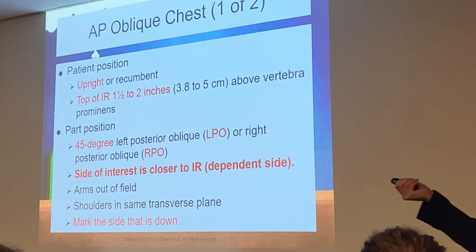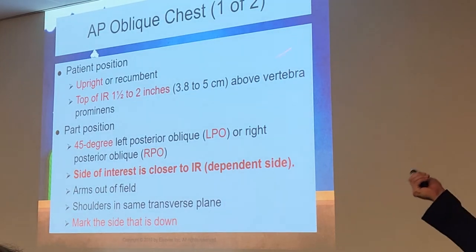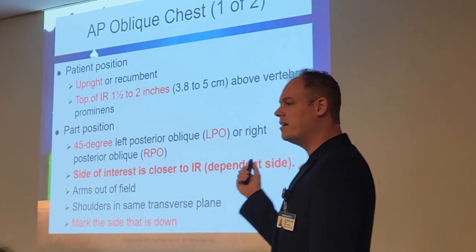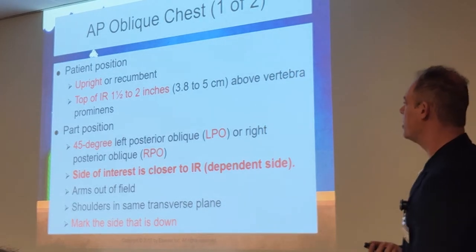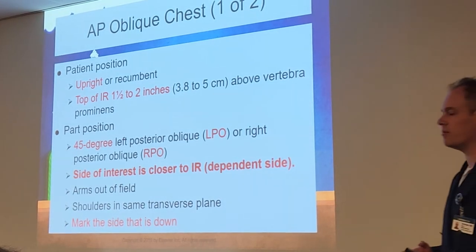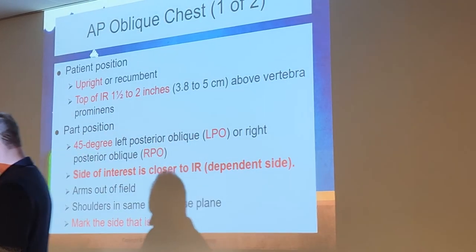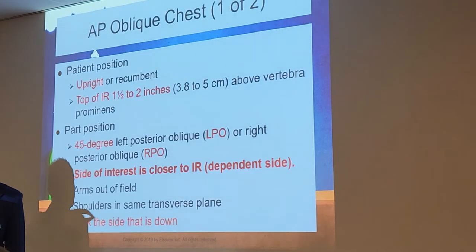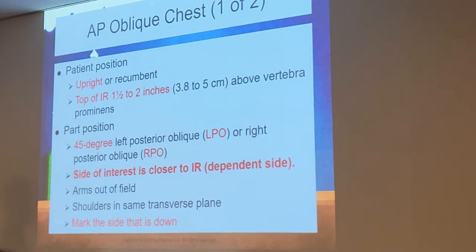Still, like we said with everything else, guys, upright's gonna be your preferred medium. And why do we always perform uprights preferably on chest x-rays? Because you always want to make sure there's no fluid levels in those lungs. Very, very, very common pathology. Top of your IR, still the same as what we talked about, 1.5 to 2 inches above the vertebrae or shoulders. And then we're still doing a 45 degree oblique, just like we talked about for the PA obliques. That has not changed. Arms are still out of the field.